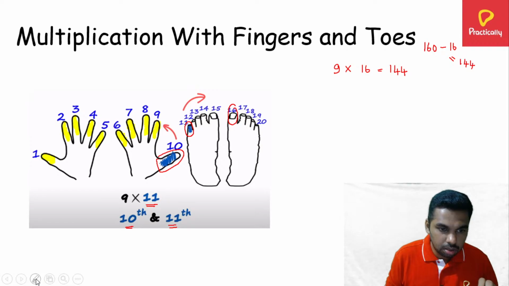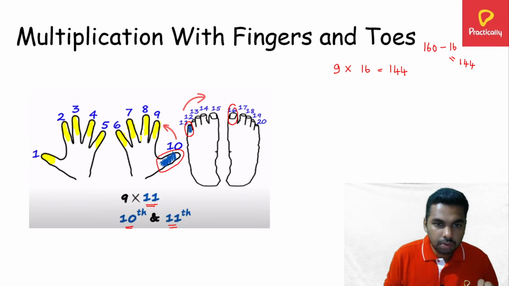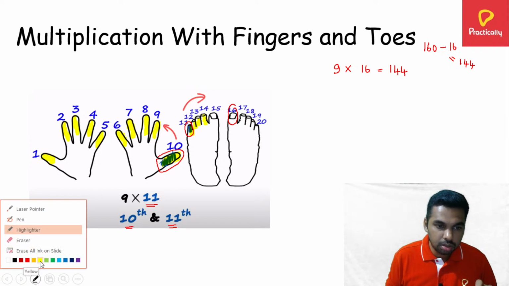Highlighter. I think red has come. So what you have to do is just start counting, right? So here we have 9. So we'll count 10 as well. I'll just make it yellow here. 10, 11, 12, 13, 14. You won't count the 15 because 15 is just 16 minus 1, right? So that you cannot count.